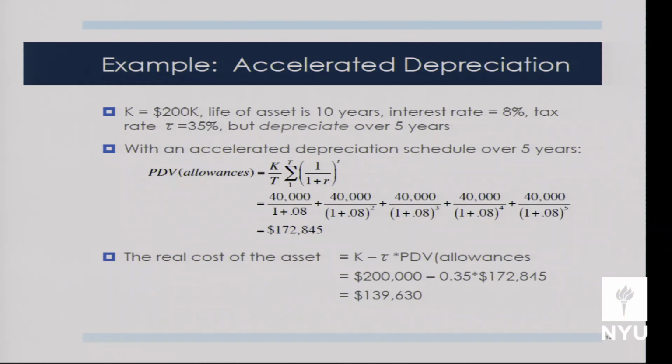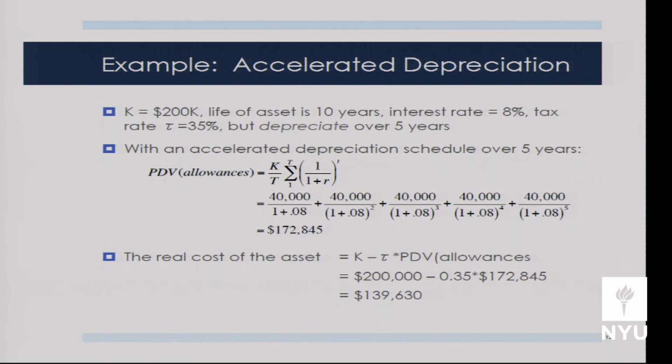So when they allow accelerated depreciation, in this case they're going to say go ahead and straight line depreciate this thing over 5 years rather than 10. How are we going to get the new amount? Well, we're going to take k and divide by the new t, which is 5. 200 divided by 5 is 40, right? So it's $40,000 a year over 5 years. The first allowance comes a year from now, right? So we can discount that by 1.08, divide by 1.08.